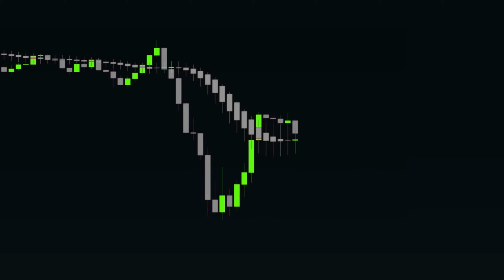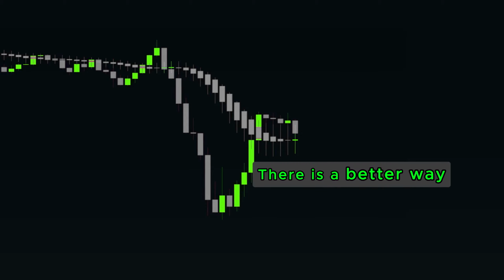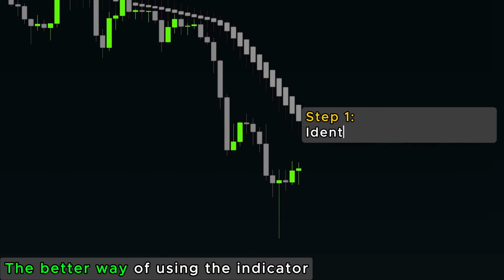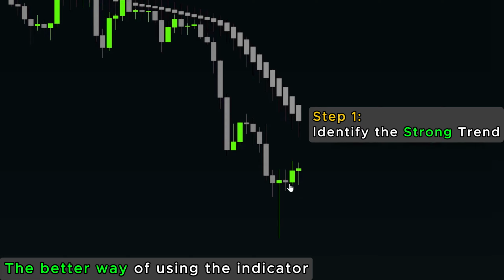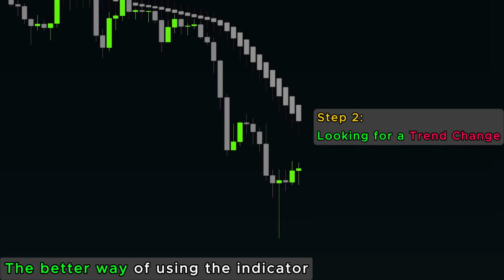Now, I'm going to reveal a better way of using the smooth Heiken Ashi indicator. The first step is you want to find a strong existing trend, like in this example. Here, you can see that the price is going down while the indicator is displaying large red candles, indicating that the price is on a strong downtrend. Once you've identified the trend, the next step is look for a trend change. And we can do that by waiting for the Heiken Ashi candles to show signs of a trend reversal.